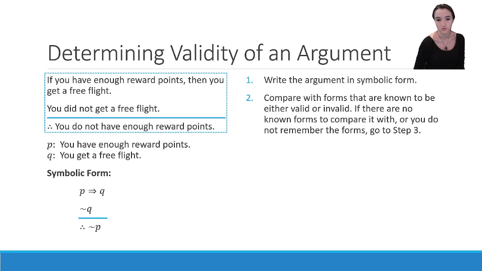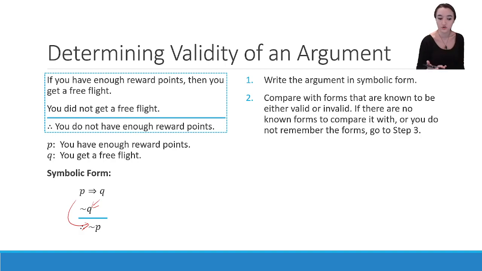Here, we're taking the negation of the consequent and concluding the negation of the antecedent. So it's not the same thing. So this is not modus ponens. It's related, but it's not the same. So we can't use that. We can't just say it's automatically valid based on its form.